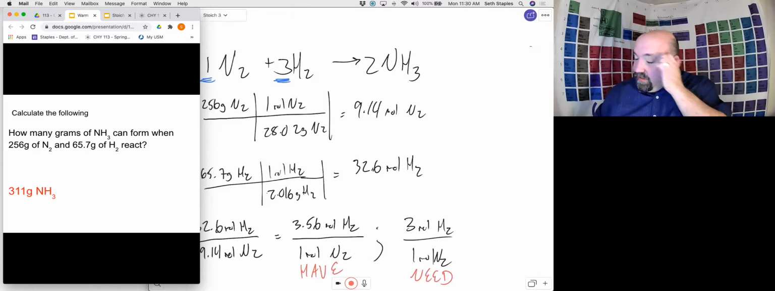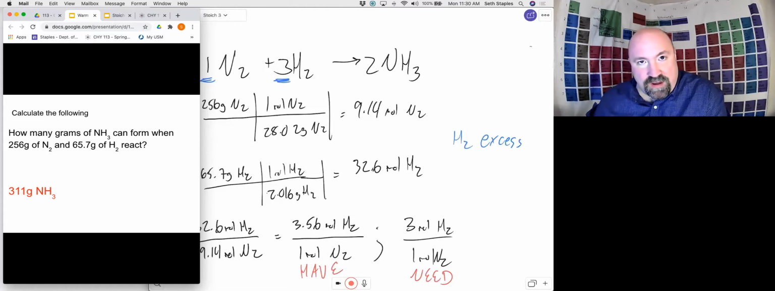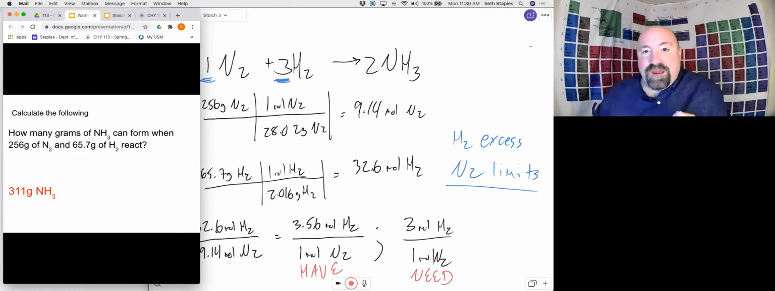And so what we can see here is that we have more than enough of the H2. For every 1 mole of N2, we need 3 moles of H2. We have 3.56 moles of H2. So we have more than enough H2 than what is required. This means that H2 is our excess reagent. There's more than enough of that than we actually need. And then N2 is what is actually going to limit our reaction.